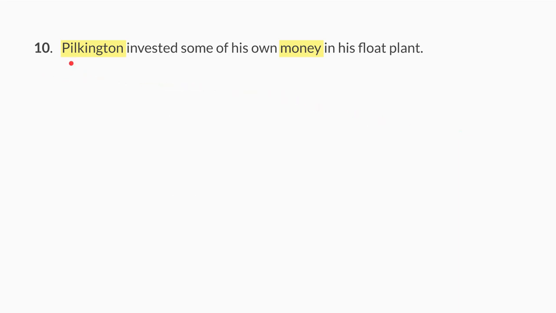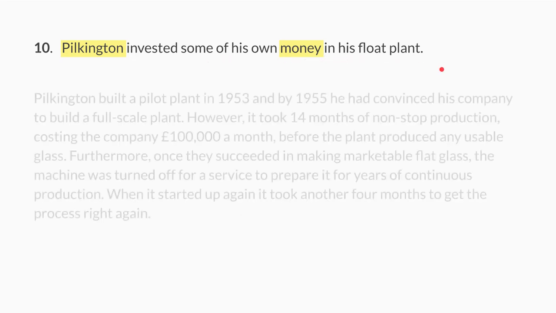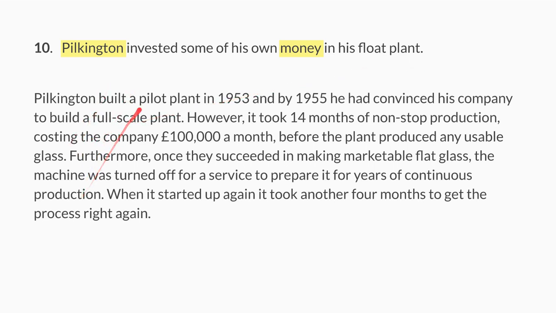So here's our question number 10. The question says, Pilkington invested some of his own money in his float plant. So here's our paragraph. I've taken this from the reading passage. The first thing that we're going to do when we're scanning this portion of the reading passage is look for keywords, and right away we see that Pilkington appears at the beginning of this paragraph. So there's our first keyword. Let's see if we can find anything else.